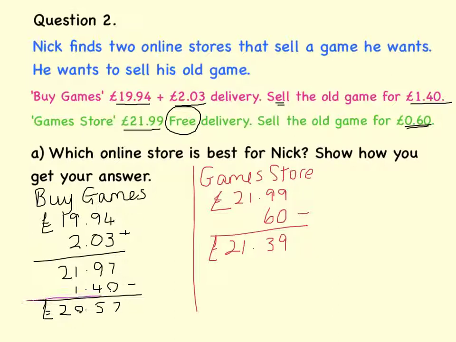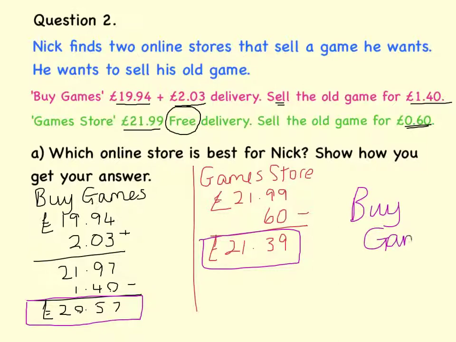We've got £20.57 from Buy Games, and we've got £21.39 for Game Store. So the best for Nick is going to be Buy Games because it's cheaper, and we've shown how we've worked that one out.